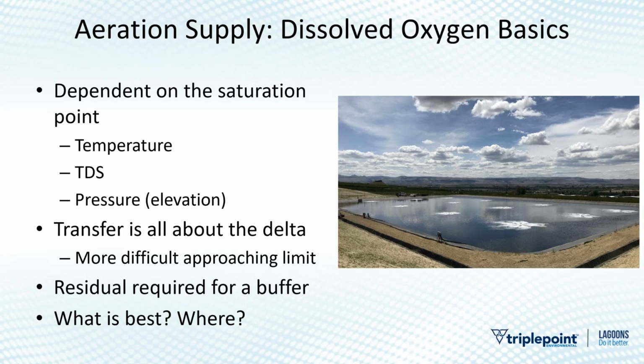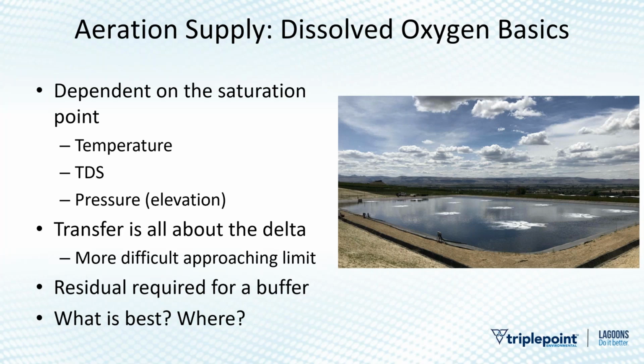And it's easier to get air in if you're starting from 0. It's easier to get air into a pond with a saturation point of 12 than it is of 7, for example. So the farther you are away from the saturation point, the easier it is to transfer oxygen to the water. It all depends on the delta there. As you get close, if I have a DO of 10, but I'm trying to get it up to 12, that's going to be much harder than going from 1 to 3.